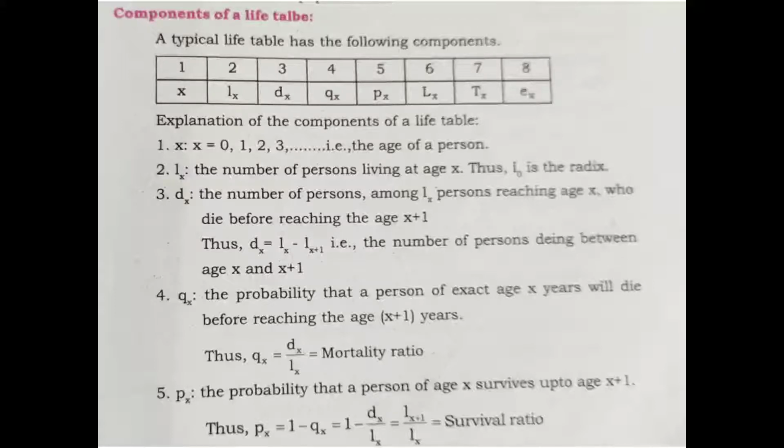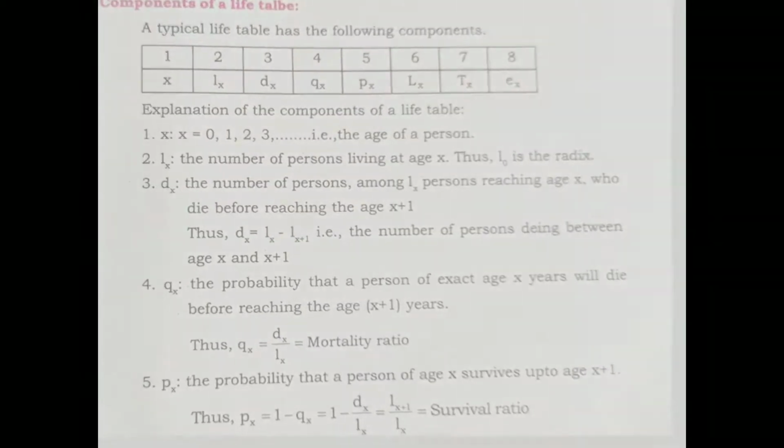Qx is the probability that a person of exact age x years will die before reaching age x plus 1. Therefore, qx is equal to dx divided by lx, which is the mortality ratio. Next, px, the probability that a person of age x survives up to age x plus 1. Thus, px is equal to 1 minus qx, which is equal to 1 minus dx divided by lx, which is equal to lx plus 1 divided by lx, which is the survival ratio.